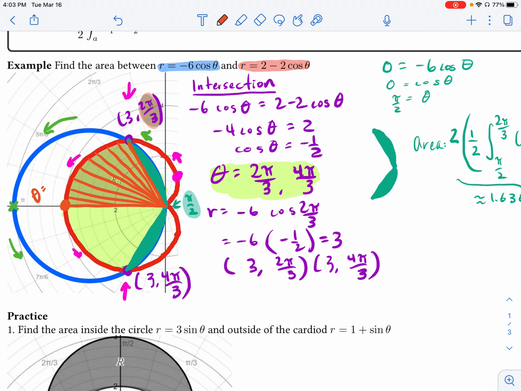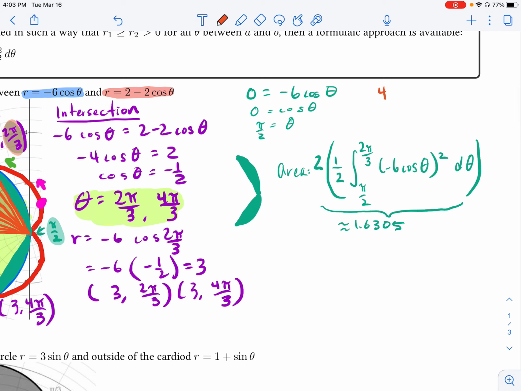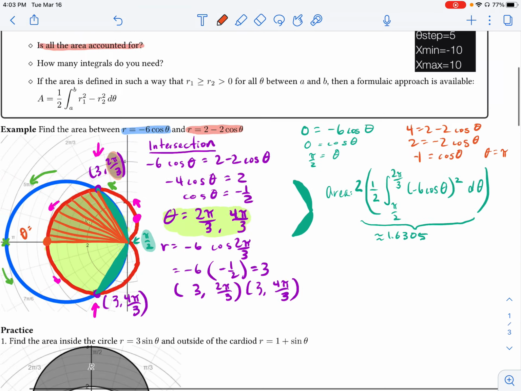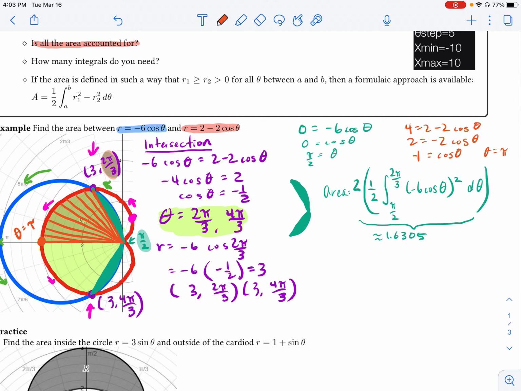Okay, so we can just solve that as well. We can say 4 is equal to 2 minus 2 cosine theta. So that's 2 is equal to -2 cosine theta. Cosine theta is equal to -1. And we know from that that theta then has to be equal to pi. That's the angle that makes cosine equal to -1. So that means this angle right over here is at pi, and that's going to represent our second bound. So we are going to integrate from 2 pi over 3 to pi for my cardioid.